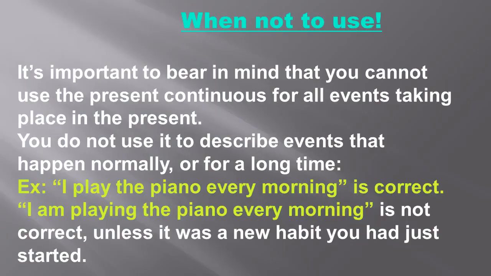Now, when we should not use this tense, it is important to bear in mind that you cannot use the present continuous for all events taking place in the present. There is an exception. And what is that exception? We do not use it to describe events that happen normally or for a long time, because that becomes a habitual habit, and for such habits or expressions we will be using present indefinite tense.